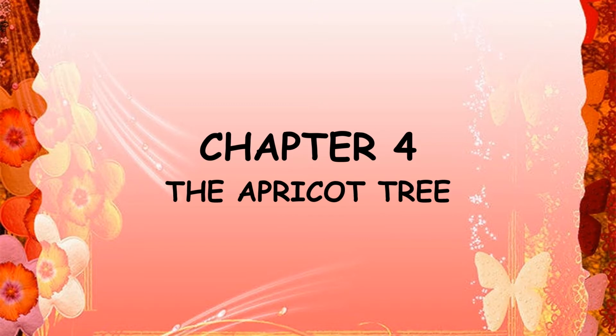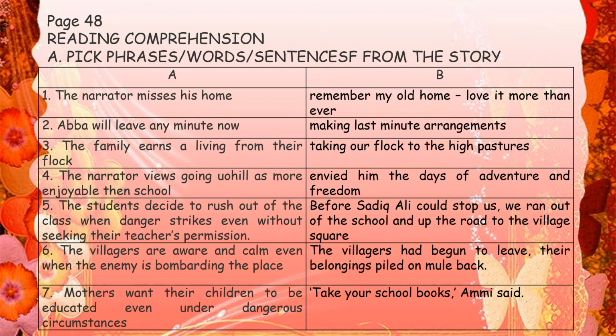Now let us look at the exercises of chapter 4, the apricot tree. I want all of you to open your textbook to page number 48. Textbook, page number 48. You can write today's date. Reading comprehension. Pick phrases or words or sentences from the story.